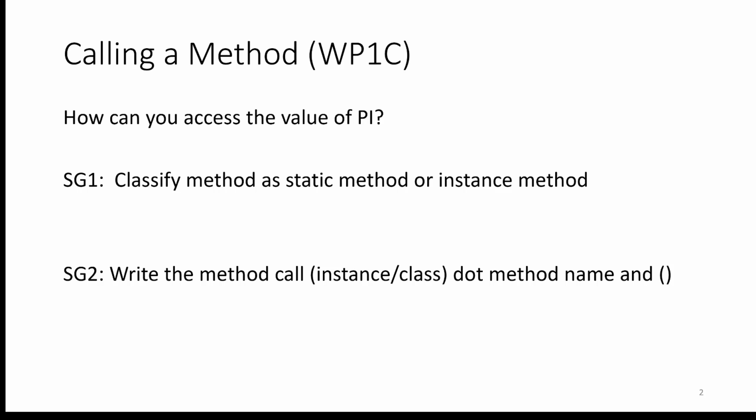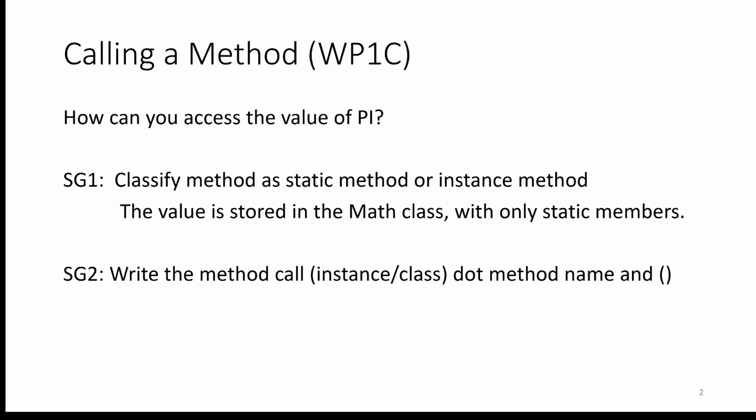Subgoal 1 is to classify the method as a static method or instance method. This example uses the math class. Pi is stored as a value in the math class, and the math class only has static members. Therefore, this one's static. When we write the method call, we use the class name, which is math, followed by dot, followed by the method name, and open and close parentheses.